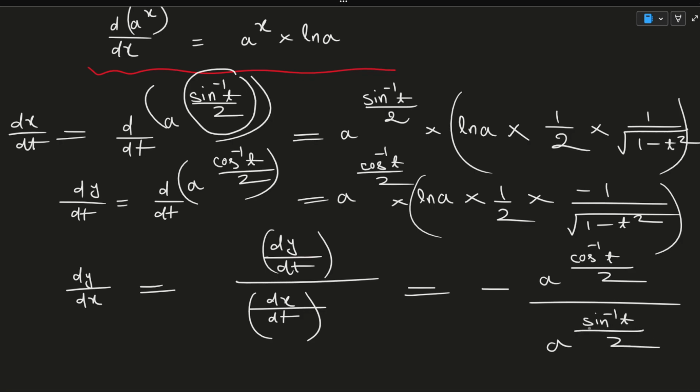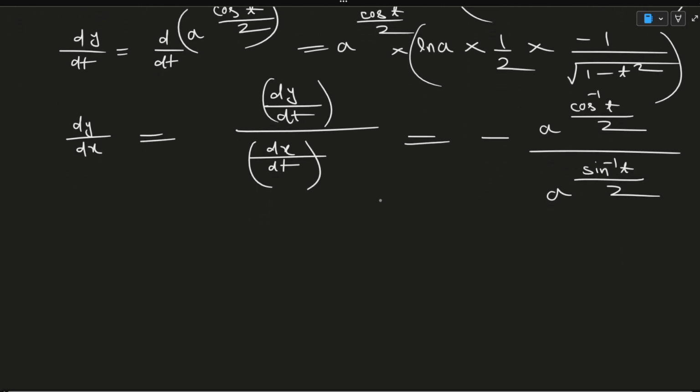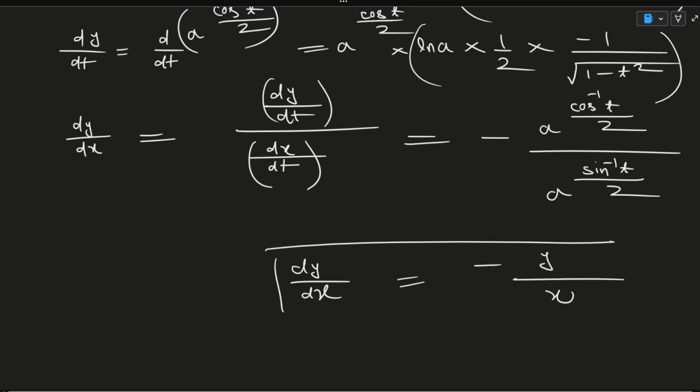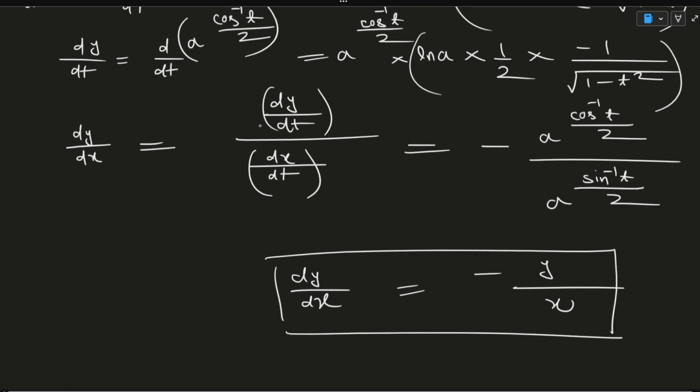And a to the power cos inverse t by 2 is actually this y, and this one is actually x. So we got dy by dx as this one. Now we'll check our options.